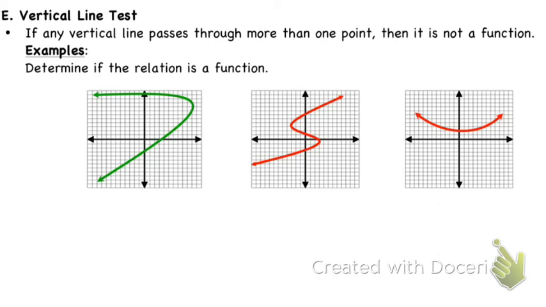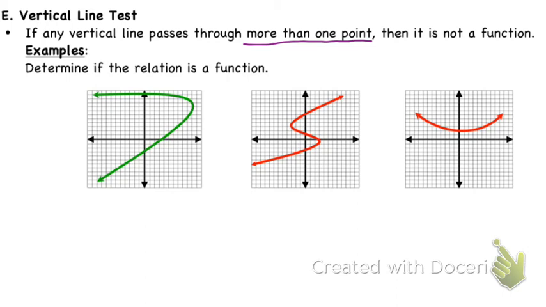So vertical line test, we're going to be drawing vertical lines straight up and down. If any vertical line passes through more than 1 point, it is not a function. So this is for graphs. This is if you have it graphed out. And if you can draw a vertical line and it hits more than 1 point, it's not a function. If it hits 1 or 0 points, it's a function.